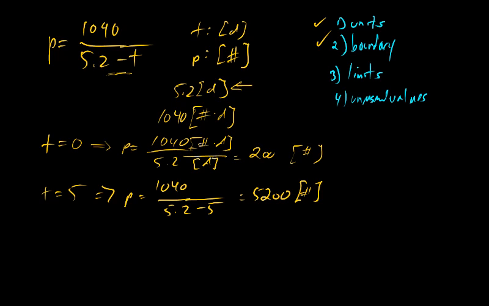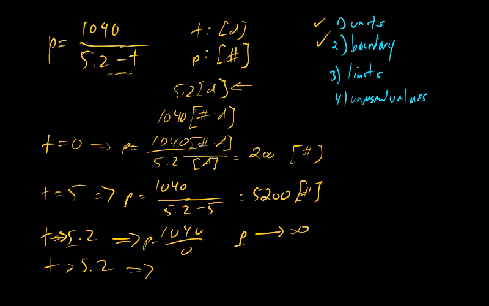There's another boundary value that we'll look at here. What happens when t is equal to 5.2? All right, what we get is the population is equal to 1040 over 0, and it's undefined. If we have it go to 5.2 as a limit instead, then the population goes to infinity. Essentially at 5.2 days, the population totally explodes. That's the prediction of this particular model. If t is greater than 5.2, the t is greater than the 5.2 in the denominator, and so the population goes negative. And that is clearly ridiculous. So this model clearly breaks down at the 5.2 day mark.